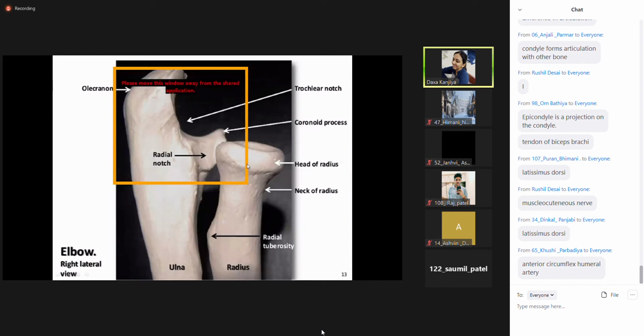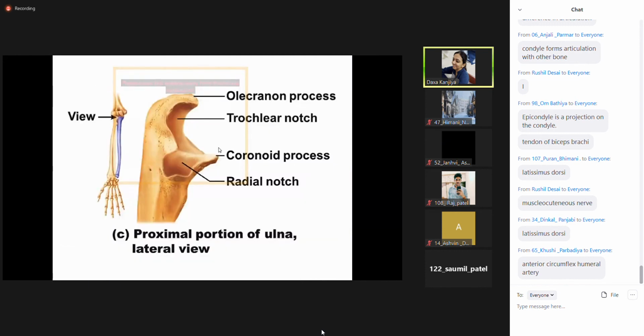On the upper part of the radius, head of the radius, neck of the radius, and radial tuberosity. Again, you can see the features of the upper end of the ulna, having an olecranon process, trochlear notch, coronoid process, and radial notch.